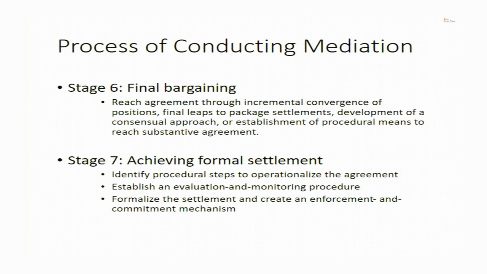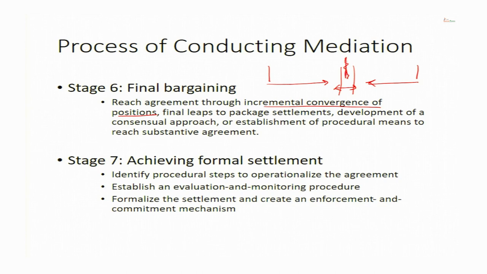Once we have zeroed down to option to settlement, we have understood the interests which have to be fulfilled, then comes the stage of final bargaining. In final bargaining, what happens? There is incremental convergence of position. Parties held positions in the beginning. Mediator takes them closer by generating multiple options. They have come very close to each other. There is a possibility that parties may meet here. This convergence will finally be done in this stage called as final bargaining. On the basis of interests, on the basis of the options which have been generated.